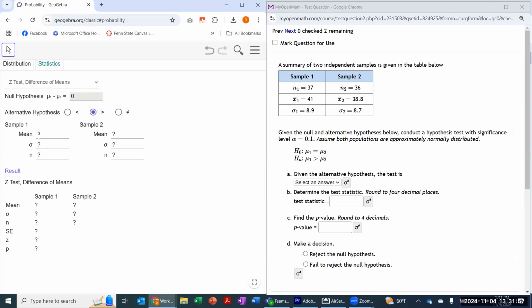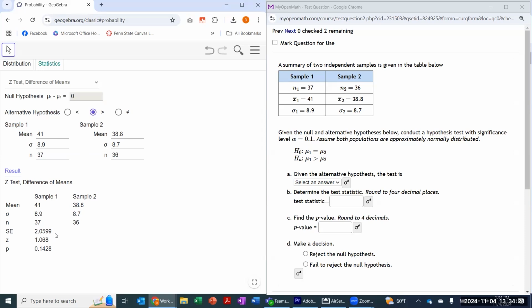Now I'm going to fill in my information that I have in the tables for sample 1 and sample 2. Okay, so I filled in all of the information from the two samples. I have sample 1 and sample 2, just like I have them in the table here. Note that the order that I put them in matters. Since I'm given my null and alternative hypothesis, my assignment of population 1 and population 2 has to be consistent with that.